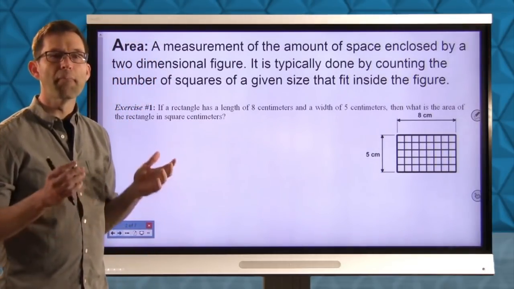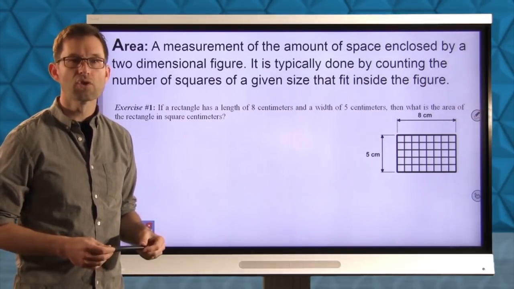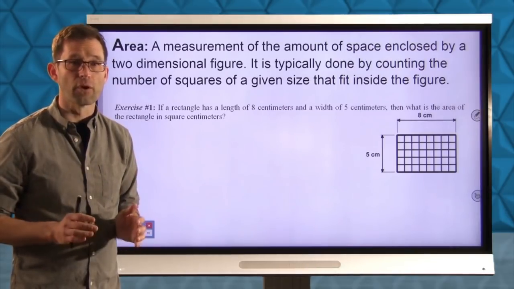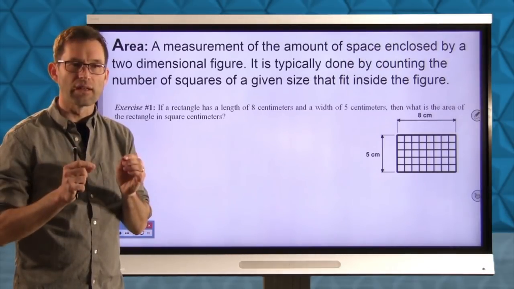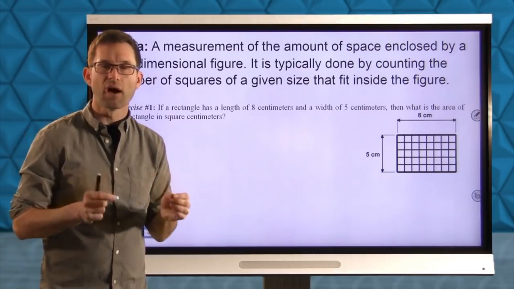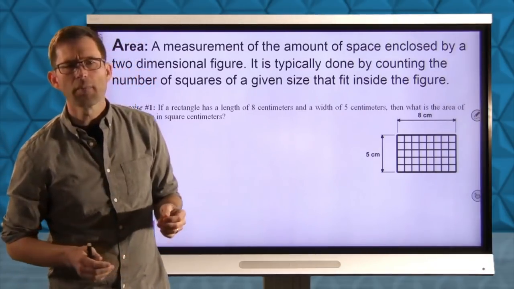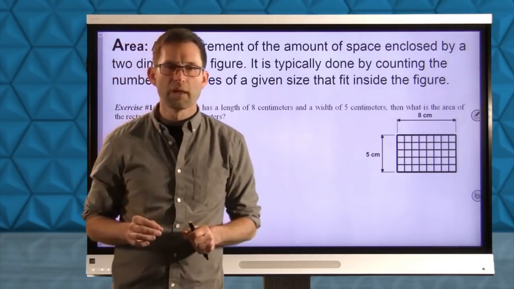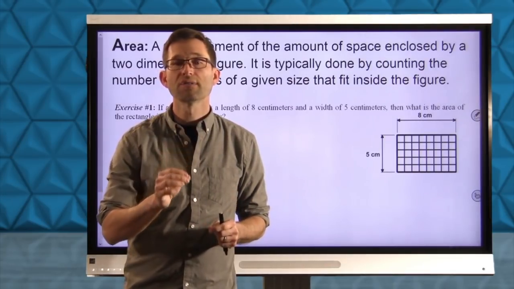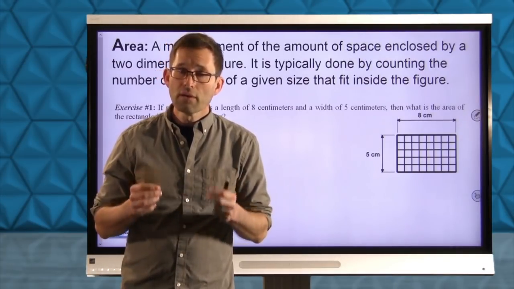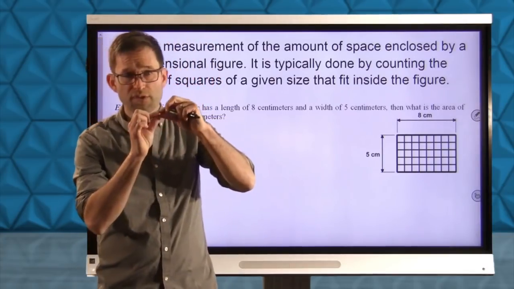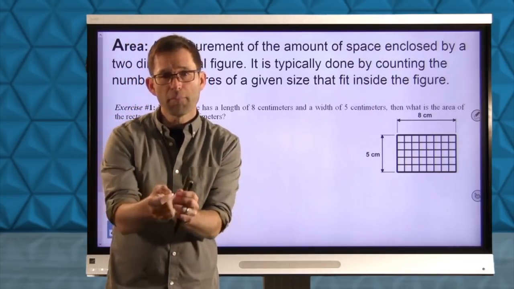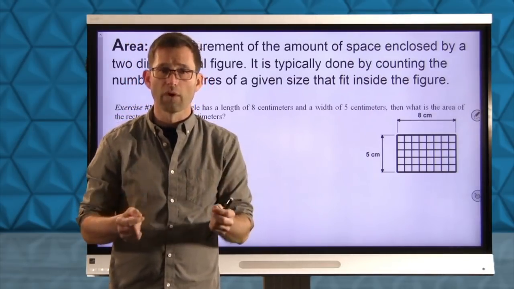Area is a measurement of the amount of space enclosed by a two-dimensional figure, the amount of space that's inside of a two-dimensional figure. It's typically done by counting the number of squares of a given side that fit inside of a figure. So we talk about the area being 3 square feet, or 22 square meters, or 15 square centimeters. What we're literally doing is counting the number of squares of a certain size that I could put inside of a figure. Maybe I have to cut some of them up and rearrange them, but ultimately, how many squares fit inside.